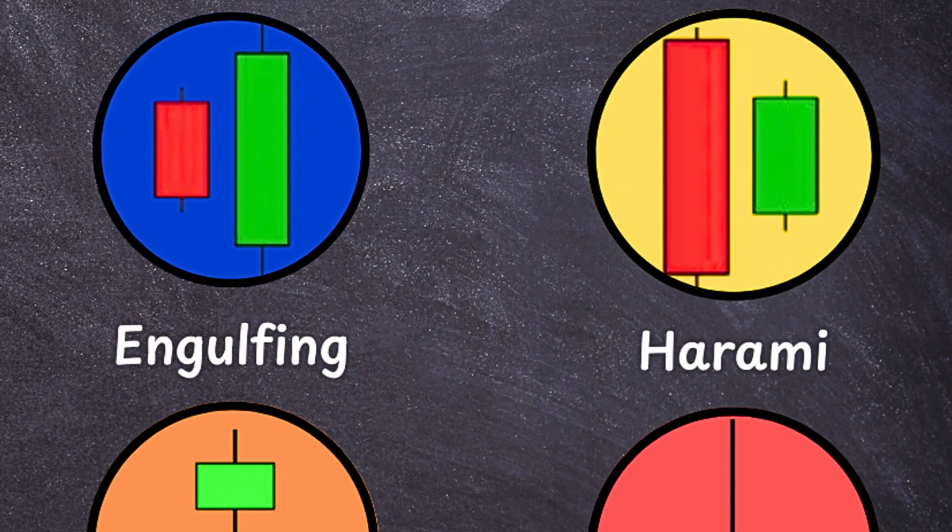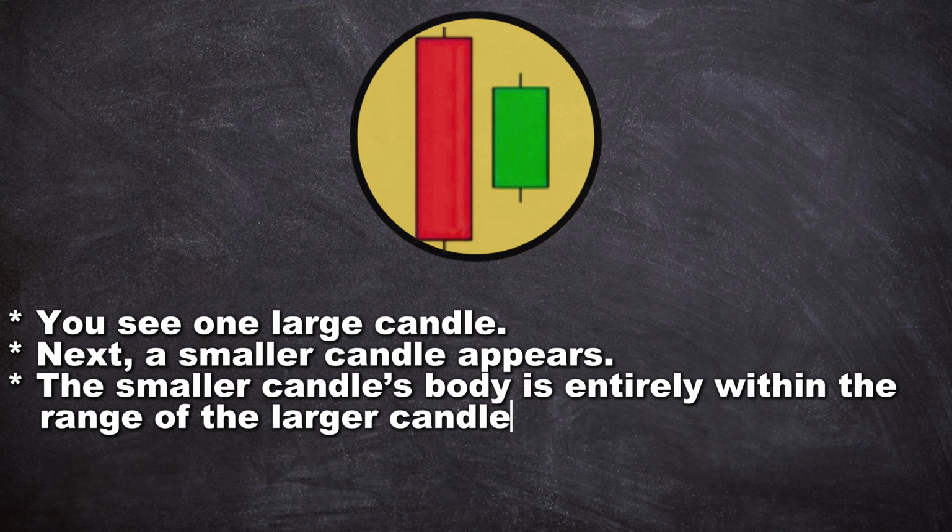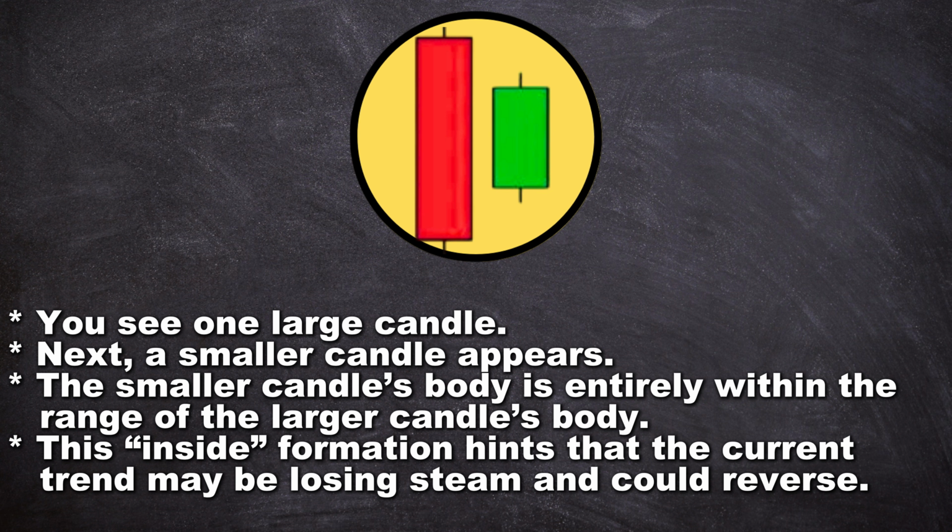The Harami pattern is a two-candle reversal formation that consists of a large candle followed by a smaller candle that fits entirely within the body of the first candle, suggesting potential trend exhaustion and reversal. The name Harami means pregnant in Japanese, referring to how the smaller candle appears inside the larger one. This pattern shows that momentum from the first candle has slowed, with the market becoming indecisive.